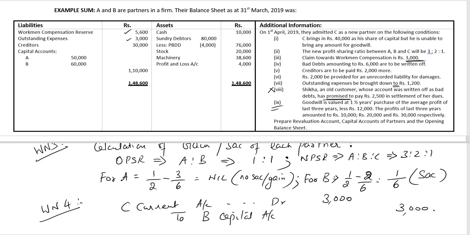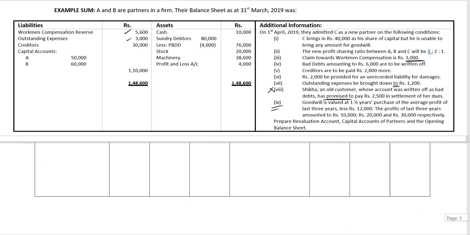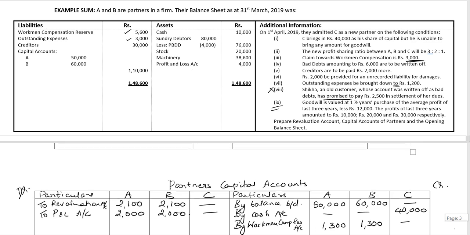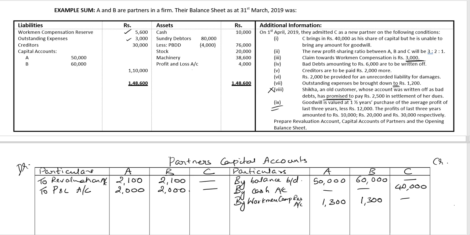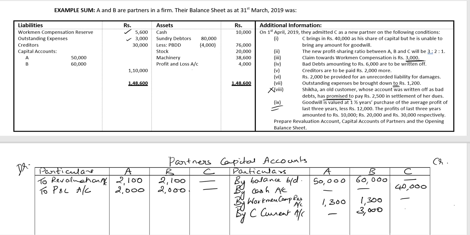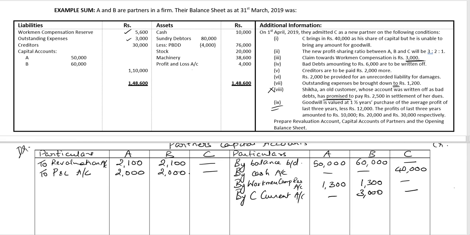So let's enter this in the partner's capital account. So we have by C's current account 3,000 rupees against B. So we've completed the items in the partner's capital account. Let's balance the account.